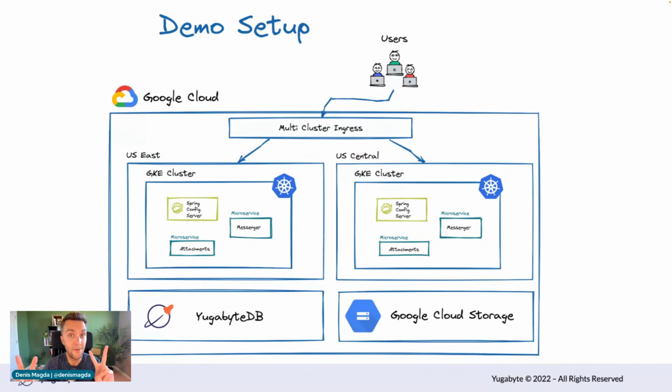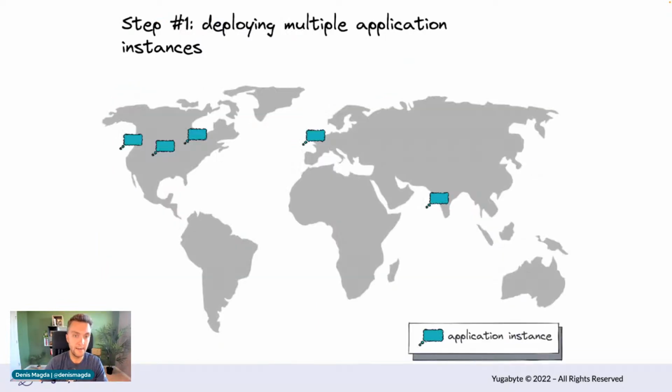So we are going to use 2 databases, 2 storages. Google Cloud Storage is going to be used for our attachments, for our pictures, and YugabyteDB is going to be used for our application data, such as users, messages, and so on. All right, so let's move on with the first step.